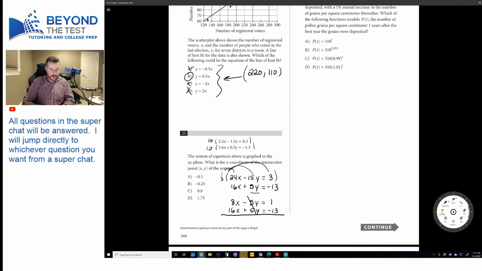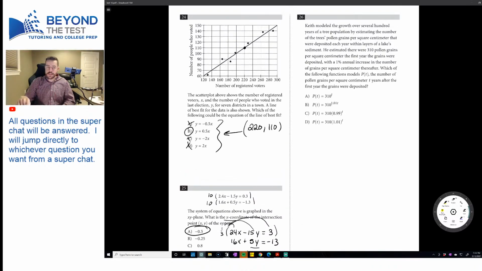Okay, so that's going to leave me with 8 plus 16, which is 24x, equals 1 minus 13, which would be negative 12. And then I'm just going to go ahead and divide by 24. So 12 over 24 is a half, and since it's negative, this is going to be negative 1/2 or negative 0.5. And that's exactly what we wanted. What was the x-coordinate? The x-coordinate is negative 0.5. So we have choice A there, and you'd be done.